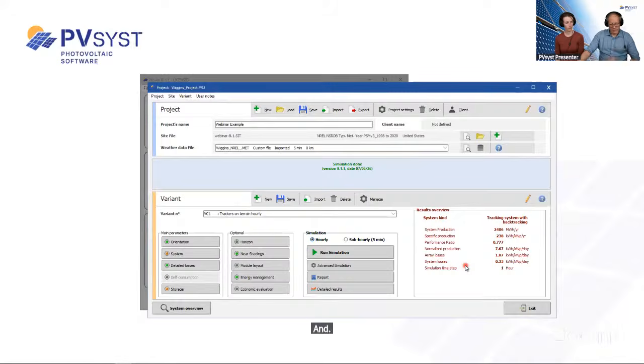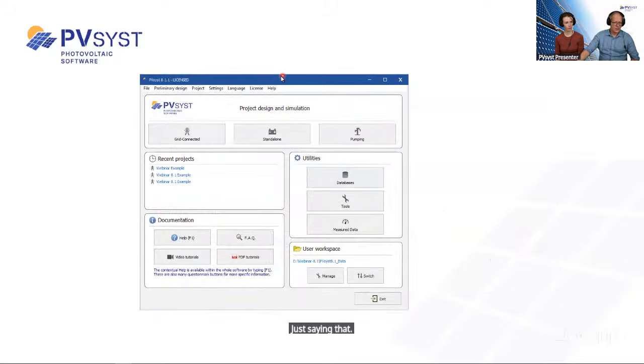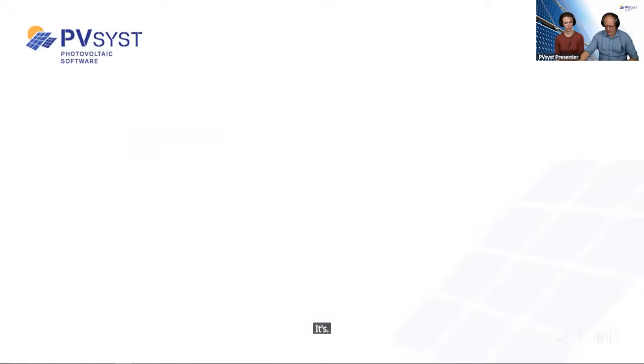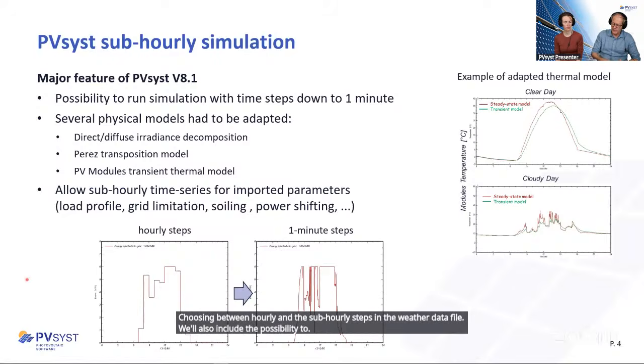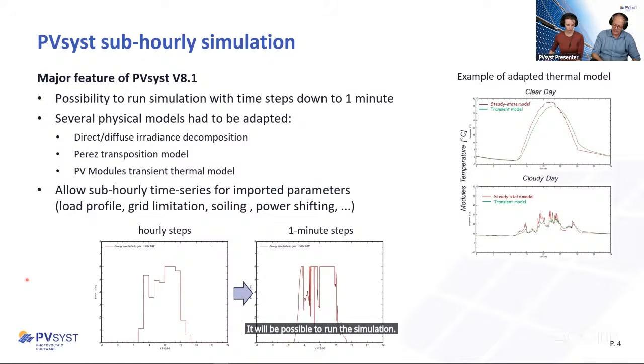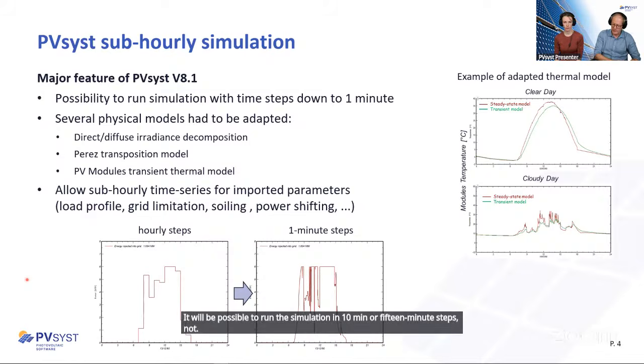With this, I would like to finish my part of the sub-hourly simulation, just saying that it's possible. I come back to my slide. It's possible now to run in sub-hourly steps down to 1 minute with PVsyst. In the future, instead of giving only the option of choosing between hourly and the sub-hourly steps in the weather data file, we will also include the possibility to run intermediate steps. If you have, for example, 1-minute weather data, it will be possible to run the simulation in 10-minute or 15-minute steps, not only in hourly steps and 1-minute steps.